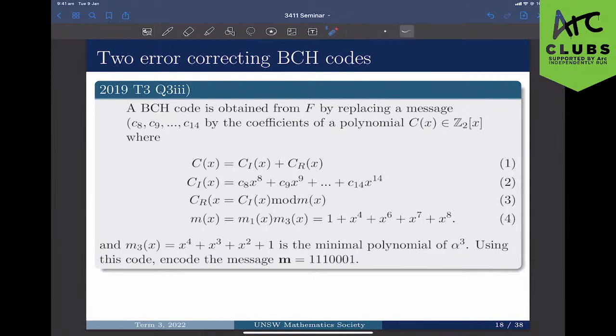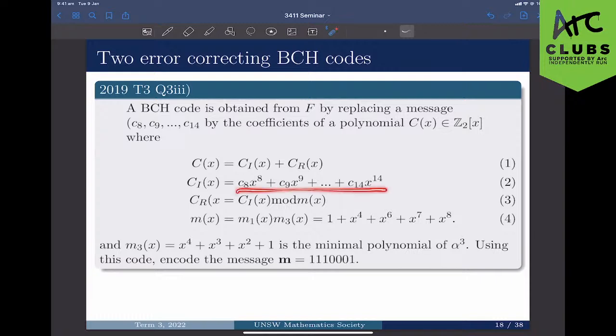Okay, so now we look at the third part of this question. A BCH code has been obtained by replacing a message by the coefficients of a polynomial C(x). And here they just give us a bunch of information. So here we can see that they gave us the polynomial m(x), which is the product of these polynomials for the separate roots.